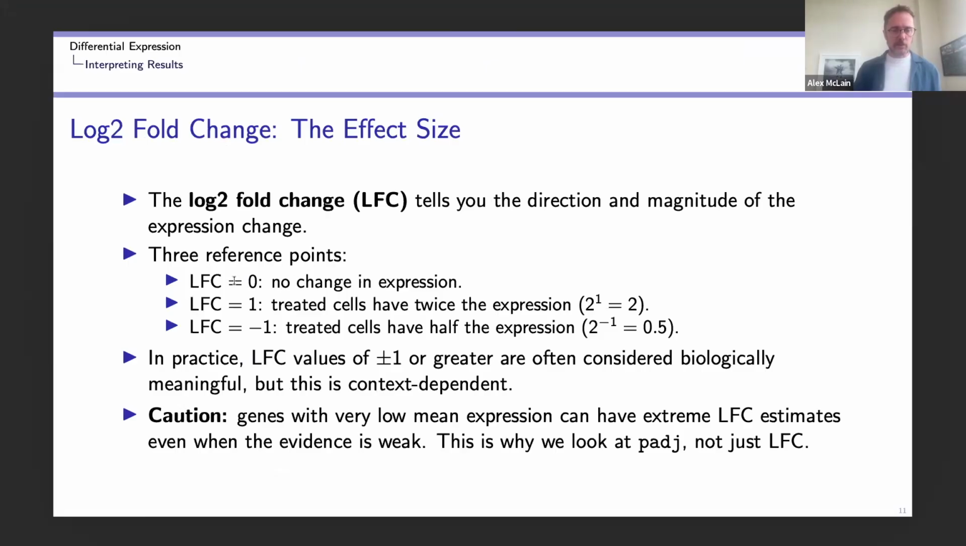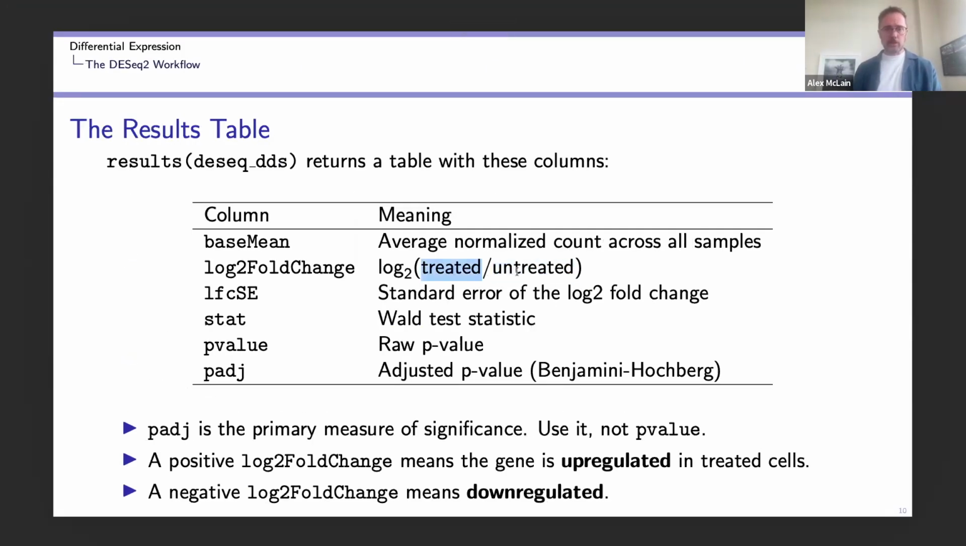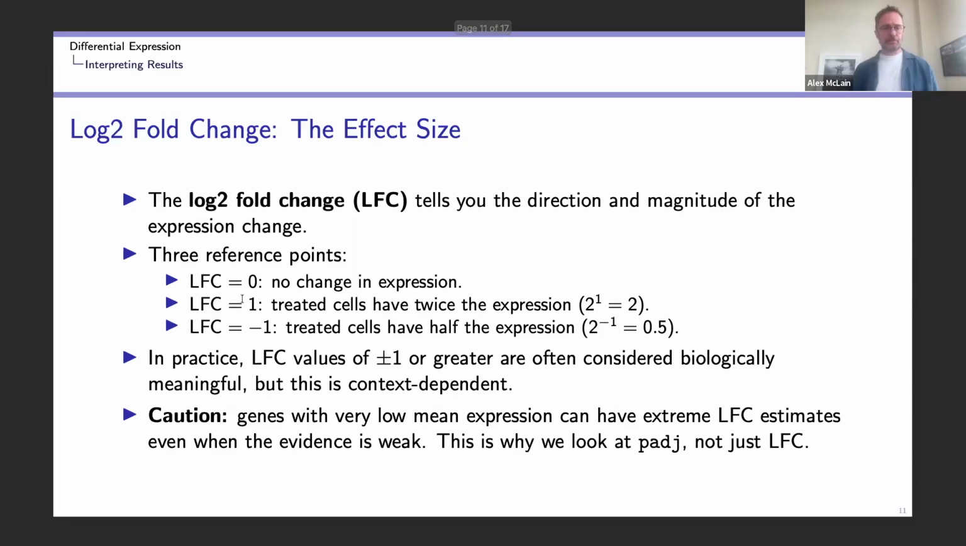Some of the reference points here. If the log fold change is around 0, that means there's no change in expression. So if it's 0, that means the mean of the treated was the same as the mean of the untreated, because log2 of 1 is equal to 0. If the log2 fold change is 1, that means that the treated cells have twice the expression as the untreated cells, because 2 to the 1 is equal to 2.